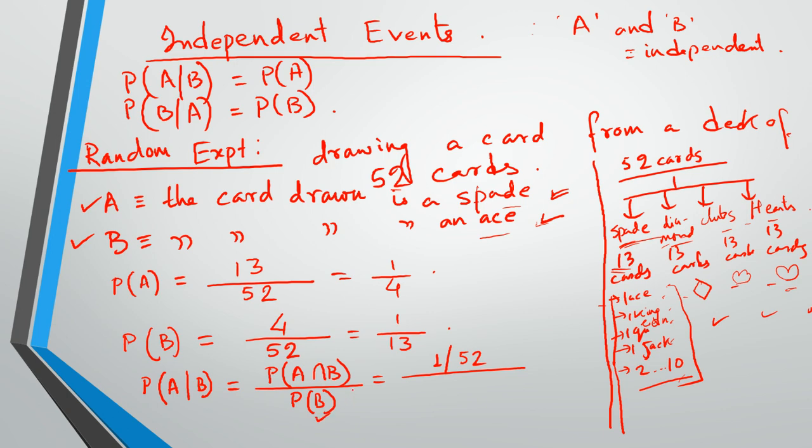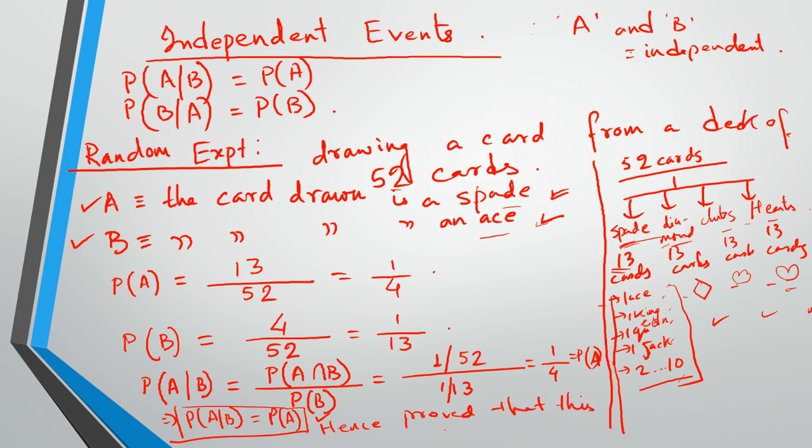What is P of B? We already found P of B as 1 by 13. Probability that this is an ace, 4 by 52, is 1 by 13. So we get 1 by 13. This gives us 1 by 4. This gives us back P of A. So we see here P of A given B equals P of A. So that means, hence proved, that these two events are independent to each other.